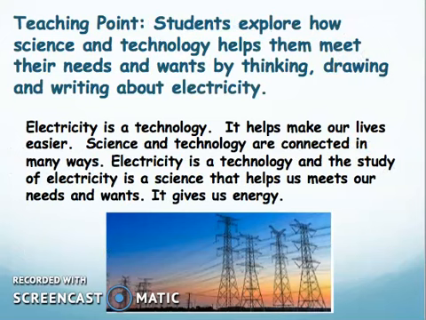Our teaching point for today. Students explore how science and technology helps them meet their needs and wants by thinking, drawing, and writing about electricity. So we're going to be focusing on electricity in this lesson. Electricity is a technology. It helps make our lives easier. Science and technology are connected in many ways. Electricity is a technology, and the study of electricity is a science that helps us meet our needs and wants. It gives us energy. So we're going to be looking at how electricity, which is a technology, helps us to get our needs and wants.